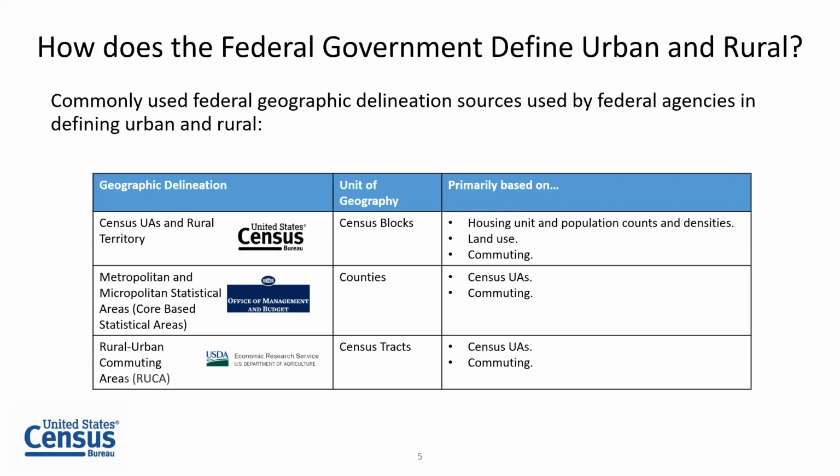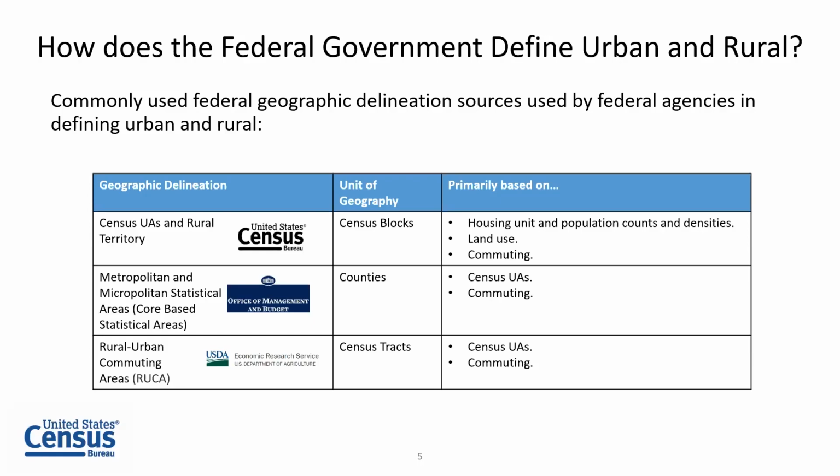And on this slide, there's just a couple things I want to point out. So first, if you look at the last column, you'll see that both the metropolitan and micropolitan areas and the RUCAs are both built on census urban areas. They take the Census Bureau's urban areas and then apply additional criteria to them to generate their geographic delineations.